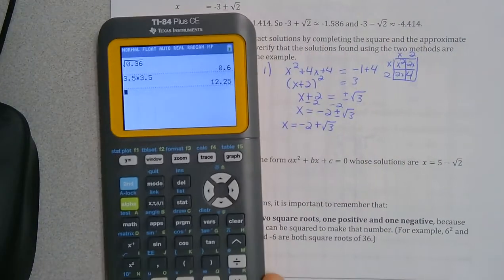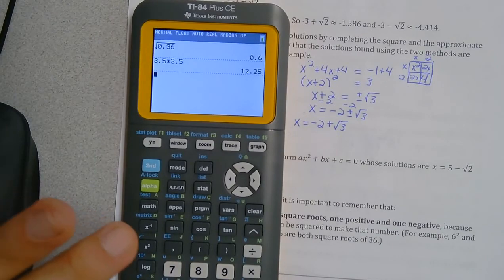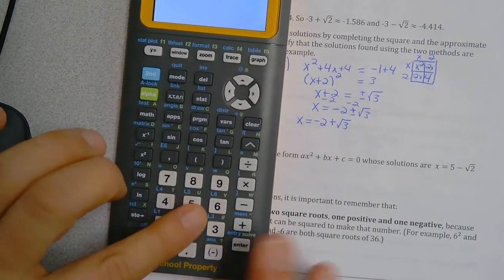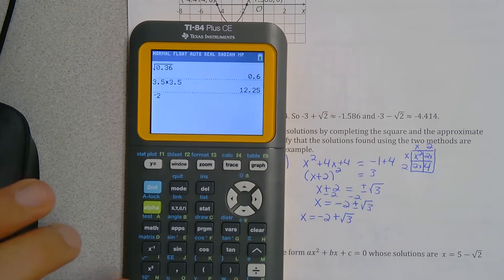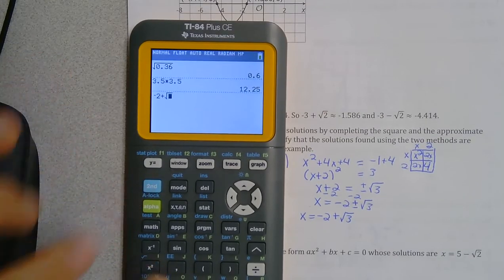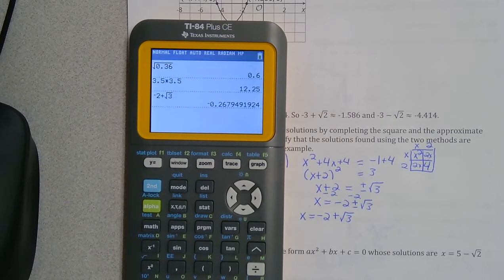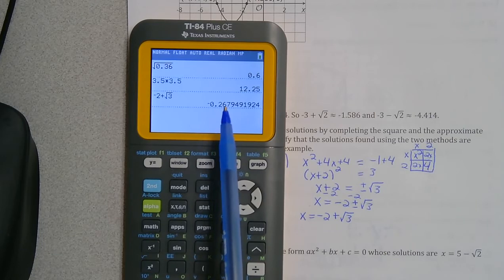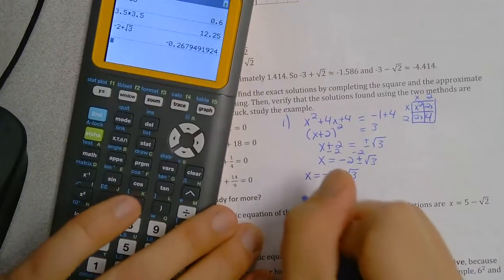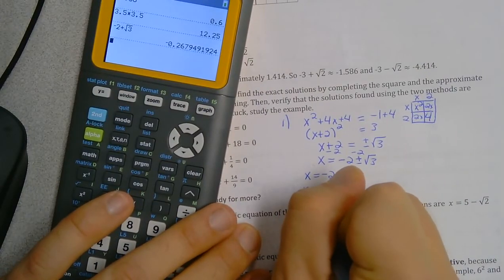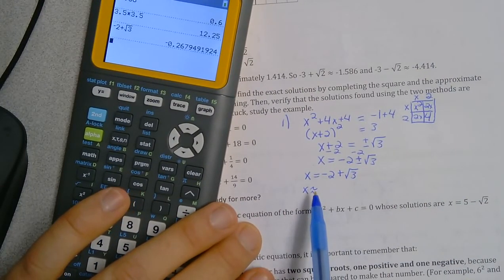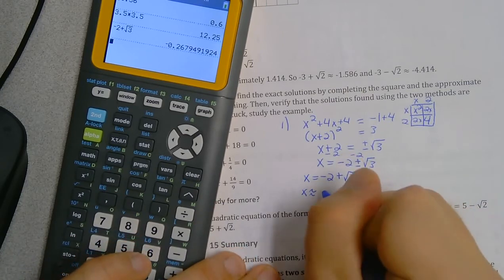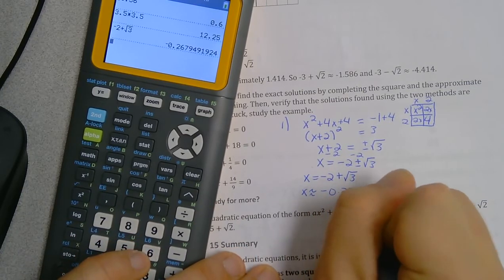So to approximate that, I'm just going to put that in a calculator and press negative 2 plus the square root of 3. And I'm going to round that to 2 decimal places. So that's going to be negative 0.27. And when I approximate, I use the squiggly sign, which is x is approximately equal to negative 0.27.